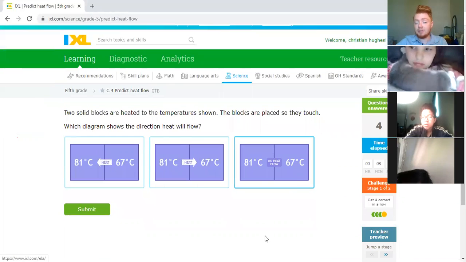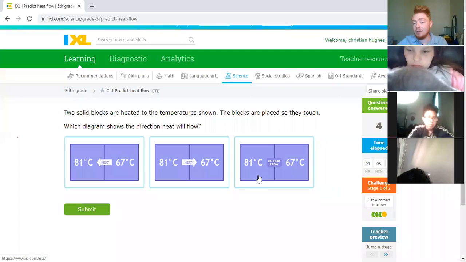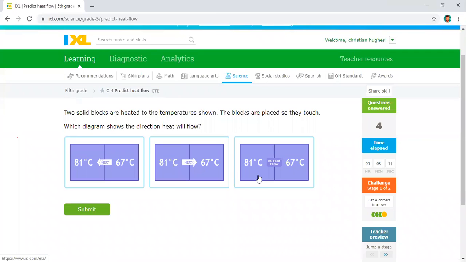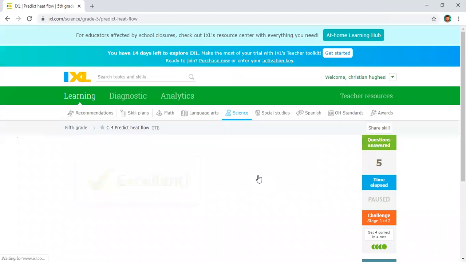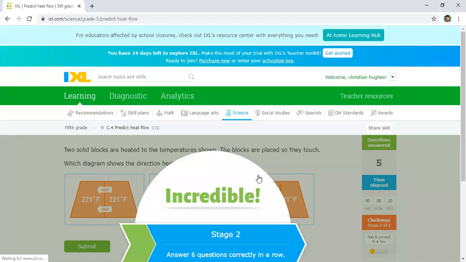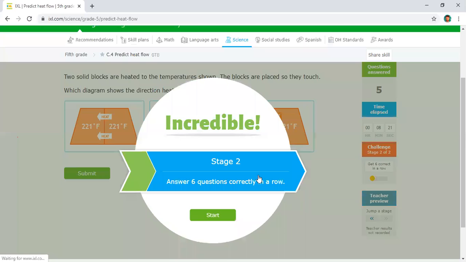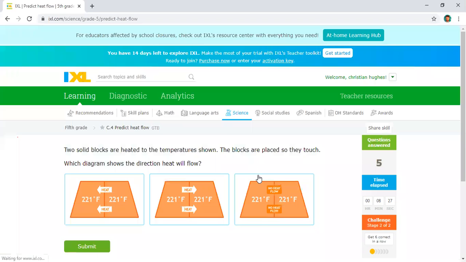We got 3 choices. Where is the heat going? Jay. The middle one? The middle one. That is correct. Good job, guys. We're doing pretty good with this one. Okay? So now we got to answer 6 questions in a row correctly.